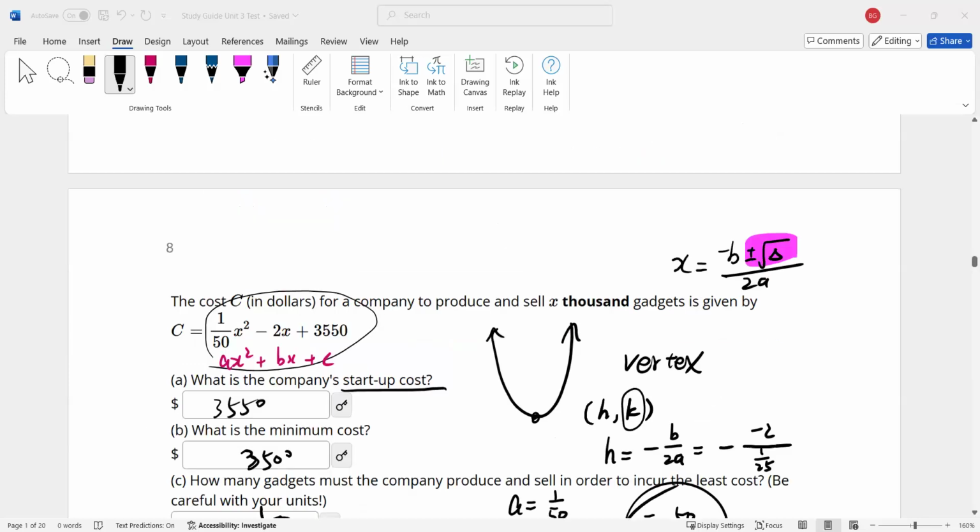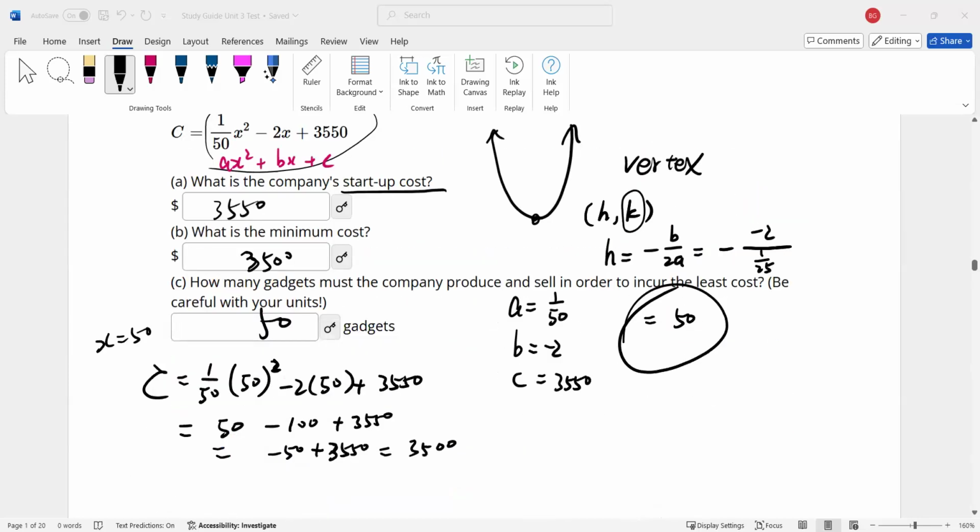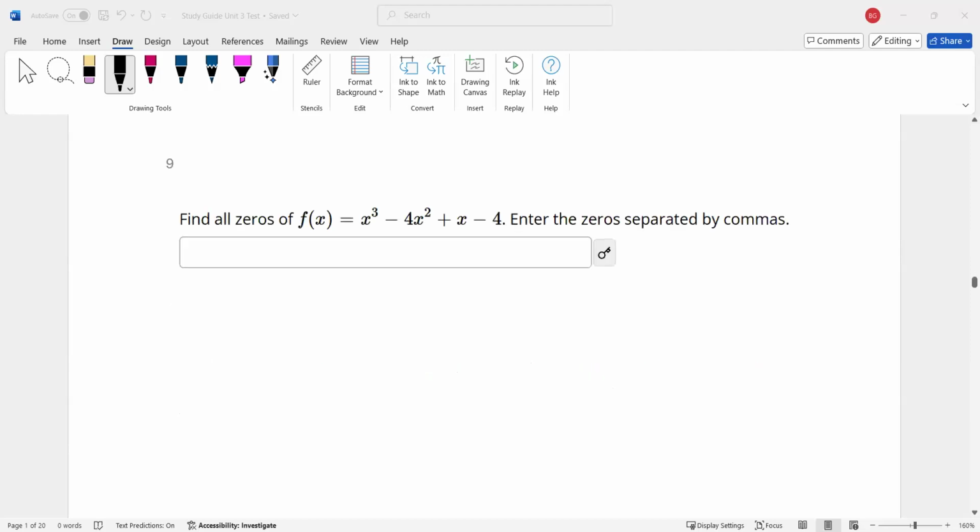Okay, I'm back. This is number 8. Number 9, find all zeros for these polynomial functions. All right, degree 3. So we look at the function, we're gonna be lucky because this function is factorable. It should be very easy to factor by using the method of grouping.